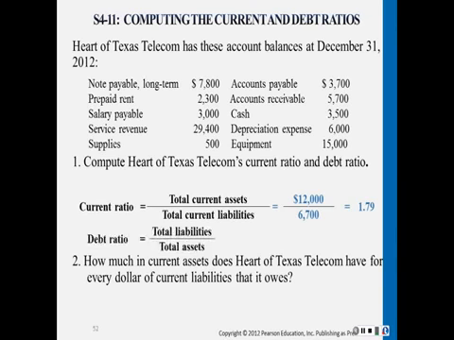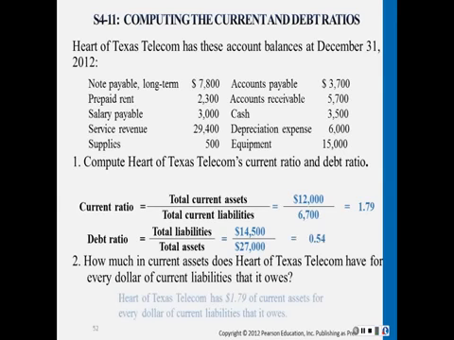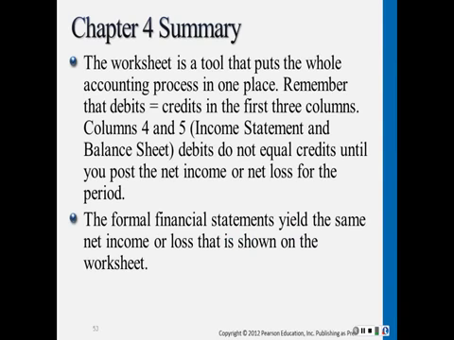The debt ratio is total liabilities divided by total assets. Total liabilities are $14,500 and total assets are $27,000. The debt ratio is 0.54 or 54%. This company has 1.79, or $1.79, of current assets for every dollar in current liabilities that it owes.